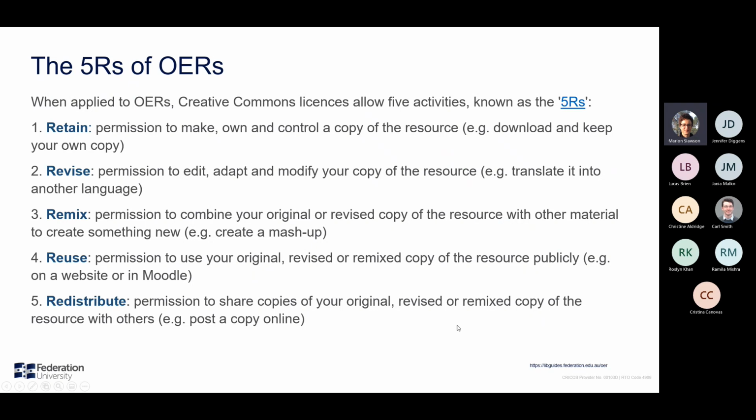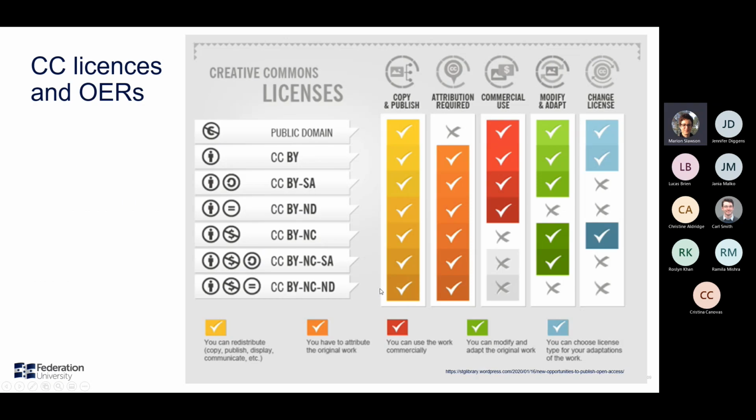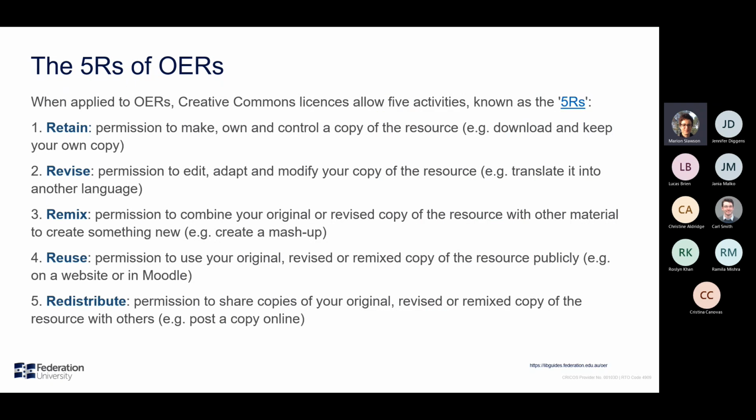So those licenses, the purpose of applying these licenses and having people be able to use materials that have these licenses applied is really clearly articulated by the 5 Rs, which are these rights that are permitted. So the first one is to retain, and it's really important, because it does give creators the right to make, own and control a copy of a resource. So it means that you can download and keep your own copy of a material.